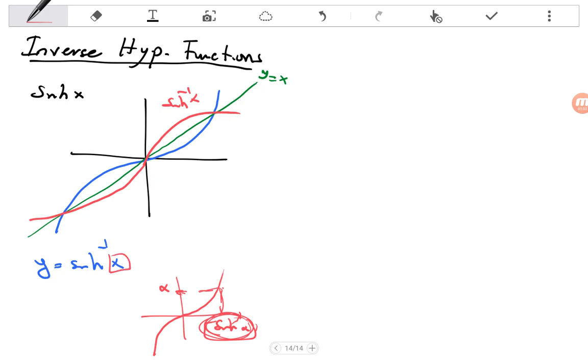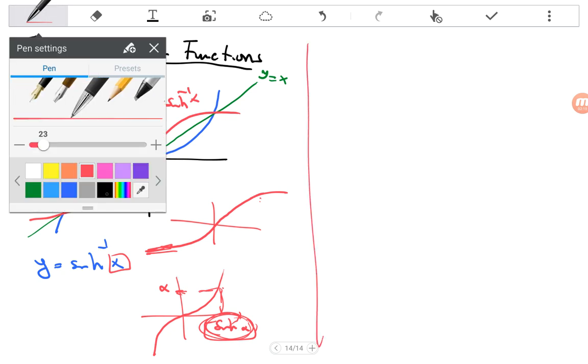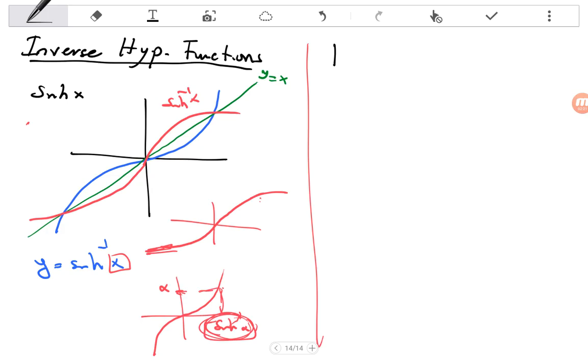Okay, so that is sinh inverse x, and it is 1-to-1. So that's why the sinh inverse x would look like that. Okay, so that is sinh inverse x. It is straightforward.